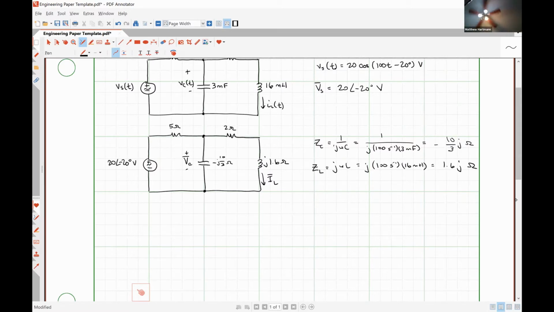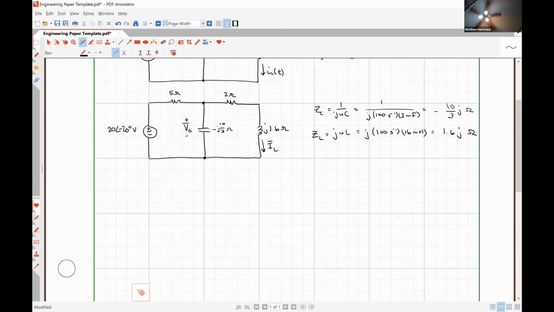And so let me explain why that would be. So if we do a source transformation, 20 over 5, so this is going to be 4 angle minus 20 degrees amps. In parallel with a 5 ohm resistor, in parallel with a minus j 10 over 3 ohm. Sorry, that should be a capacitor, not a resistor, but at this point it doesn't really matter, so I guess I could have left it.